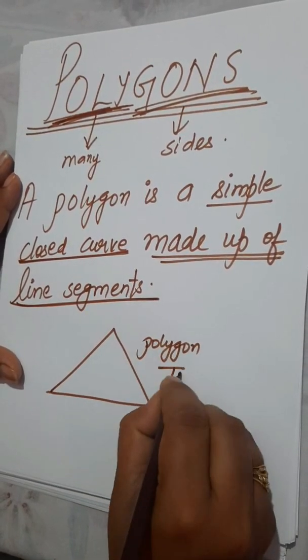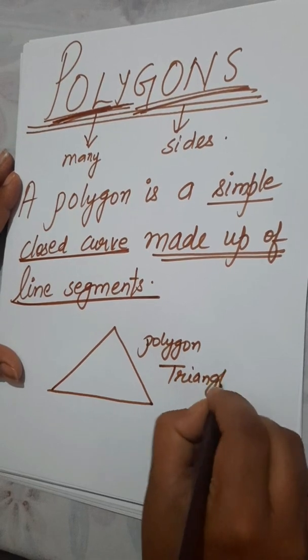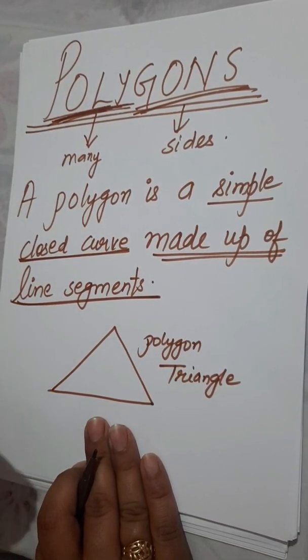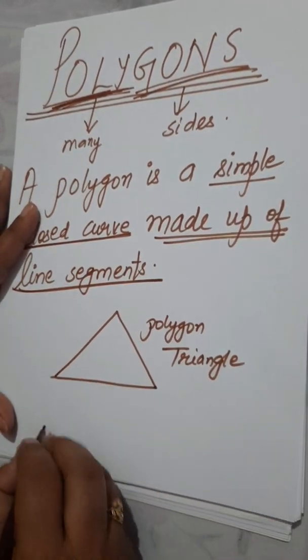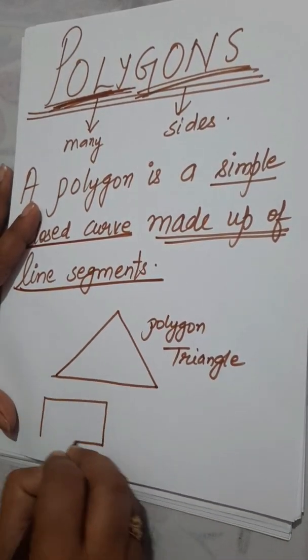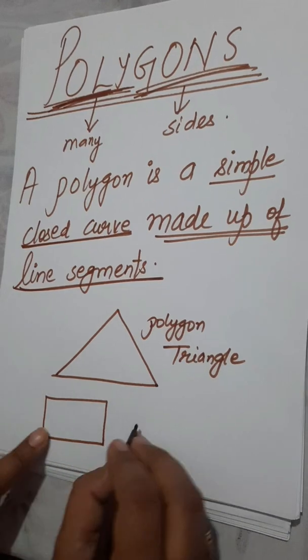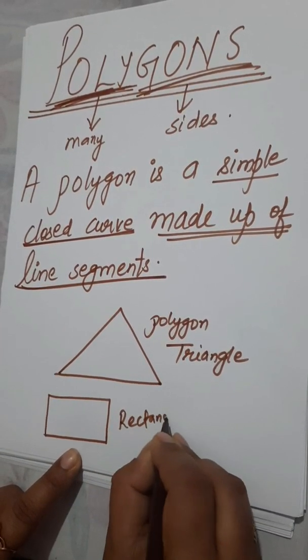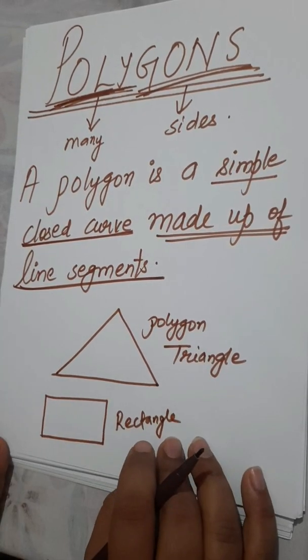We can say that triangle is a polygon because triangle is a closed curve and this closed curve is made up of line segments. Now next, if I draw this rectangle, as it is a closed curve, this rectangle is a closed curve and it is made up of entirely line segments, so all the line segments.